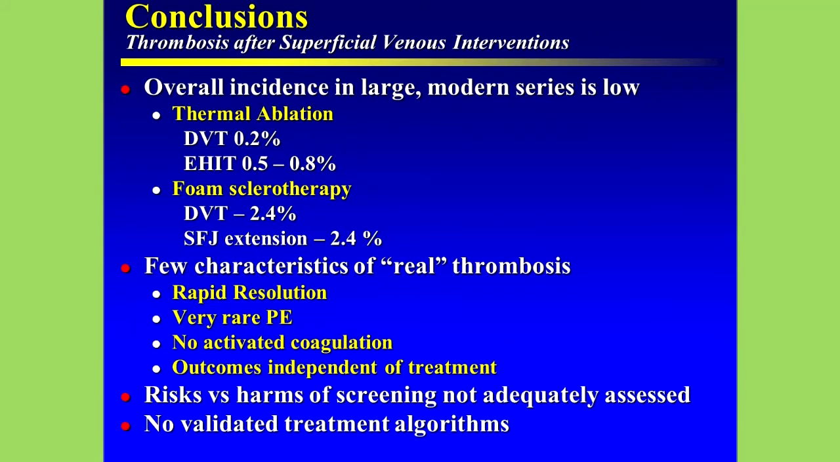What is characteristic of them is that they have rapid resolution. PE is very rare. There's no evidence of activated coagulation, and the outcomes do seem to be relatively independent of how you treat them. And I think it's fine to screen, but we do have to understand the risk versus the harm, the absence of data to really support it, and the fact that there are really no validated treatment outcomes whatsoever.